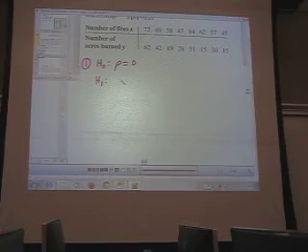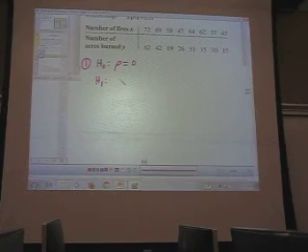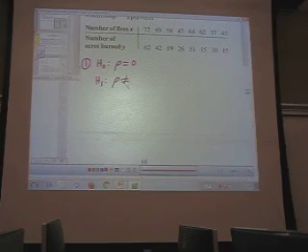All right, so step 1 is H naught, H1. H naught is rho equals 0. H1 is not equal to 0. Rho does not equal 0.